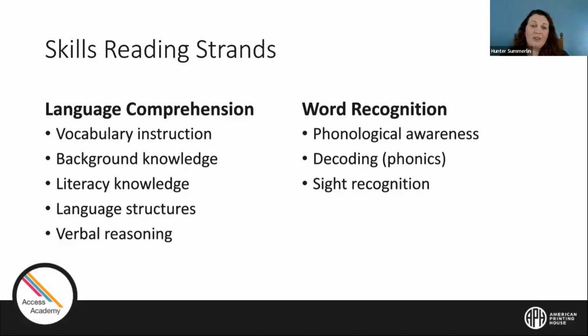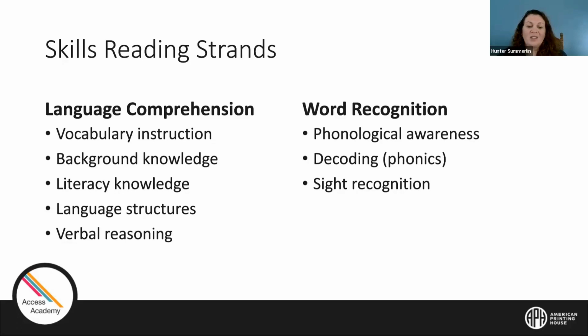So let's look at background knowledge. Background knowledge and vocabulary instruction are intertwined for sure. The more background knowledge we have about a topic, the greater likelihood that our vocabulary will be larger in the lexicon of whatever the topic is. Literacy knowledge and language structures go hand in hand. Language structures refer more to syntax and such. Literacy knowledge, again, is more like genre as well as print concepts.